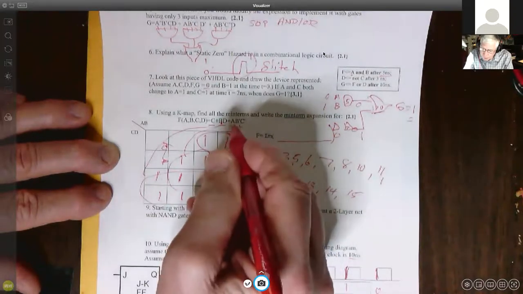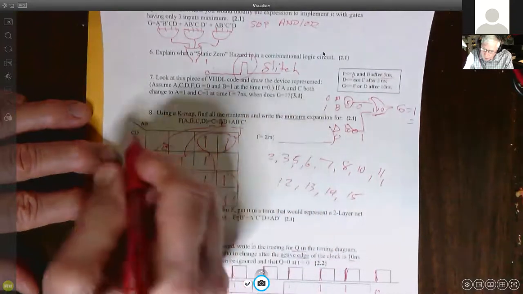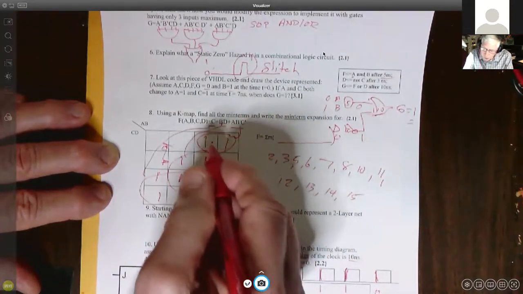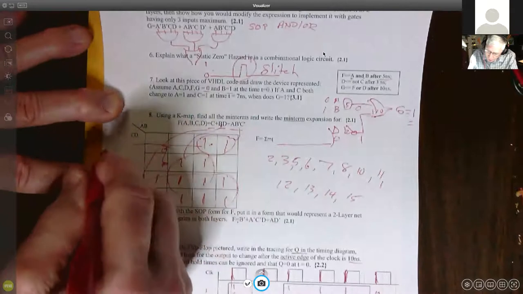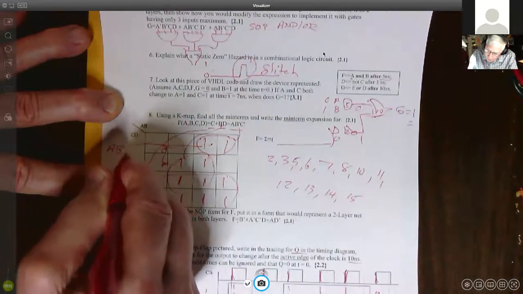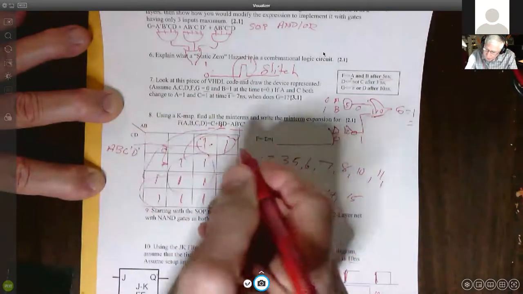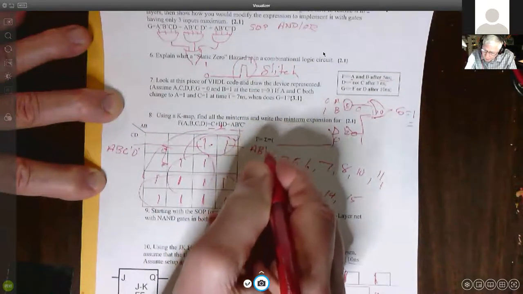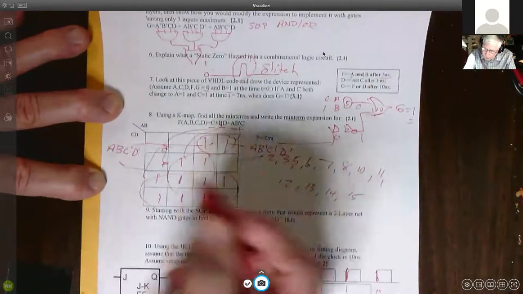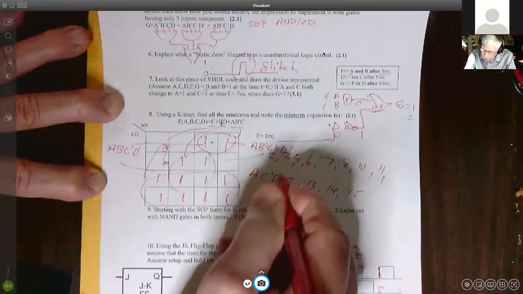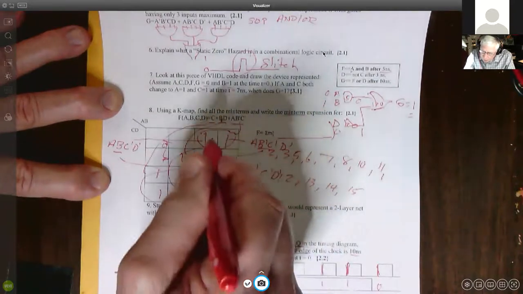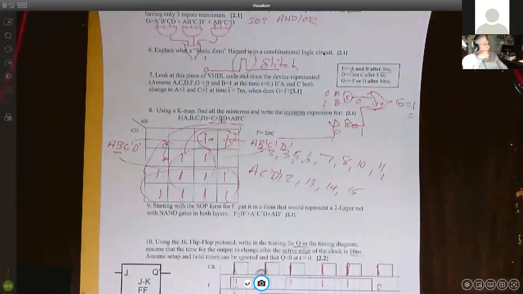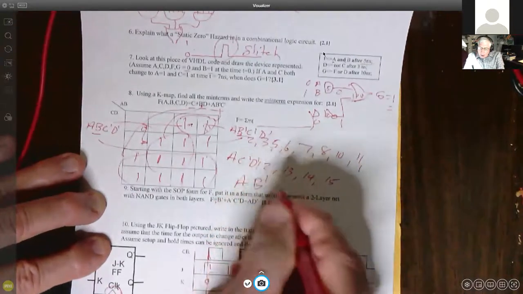No, because in this box, let's write it out. This box would be A, B, C prime, D prime, and this box would be A, B prime, C prime, D prime. When you bring those together, you get A, C prime, D prime, because the B drops. So that checks. This is A, B prime, C prime, so it has to be these two boxes. If you use these two, what would it be? Well, then it would be A, B prime, C prime.